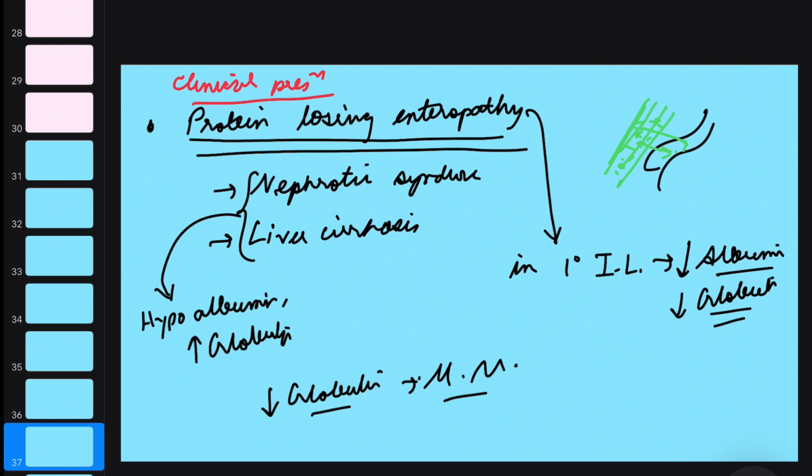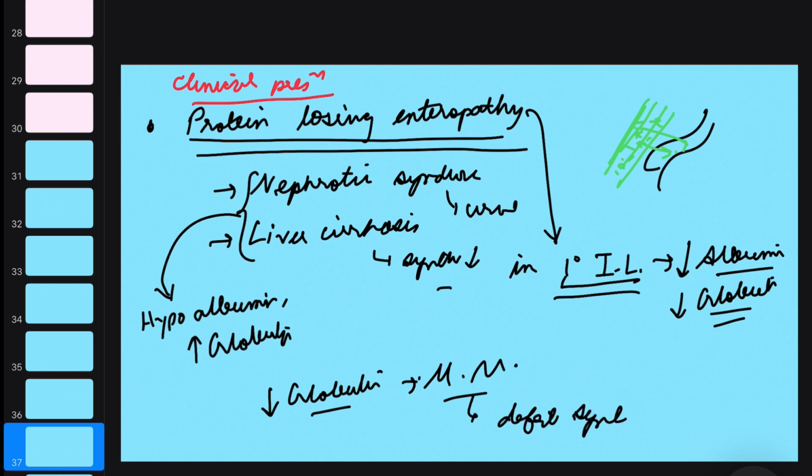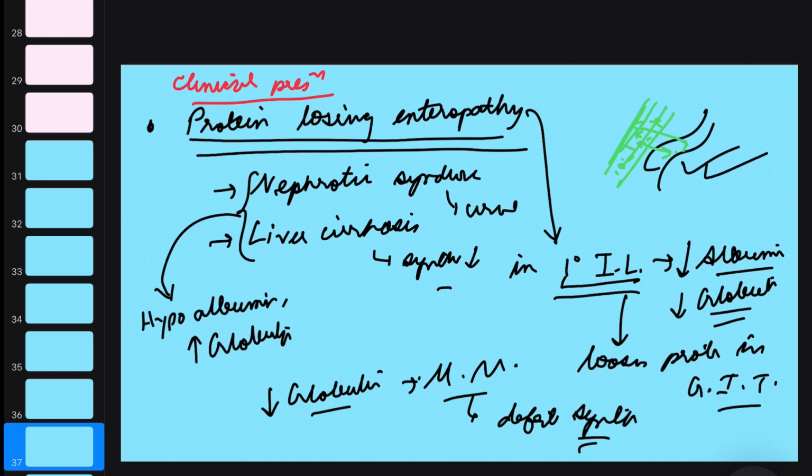But both albumin and globulin going down together, the most important reason is primary intestinal lymphangiectasia. Why? Because we are losing proteins. See, in nephrotic syndrome, we are losing protein in urine. In liver cirrhosis, protein synthesis is decreased. In multiple myeloma, there is defective synthesis of protein. But in primary intestinal lymphangiectasia, we are losing proteins in the GI tract, because like I mentioned, this is what is going on.